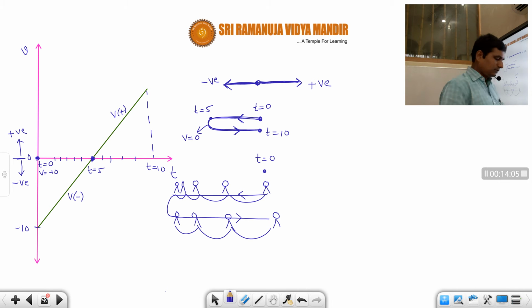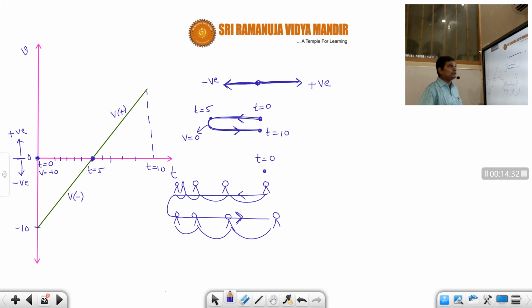I hope, students, you understood this one. So this is called analysis of velocity time graph for U-turn. When it takes a U-turn, that means some graph should be below the time axis and some graph should be above the time axis. Then only we can say that it will take a U-turn. When the graph is completely above the time axis or completely below the time axis, then the body will not take a U-turn, students. I'll give the next example.